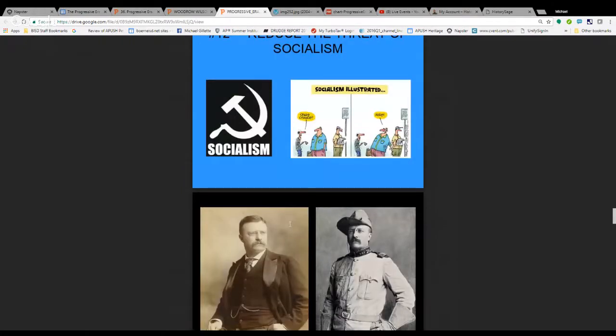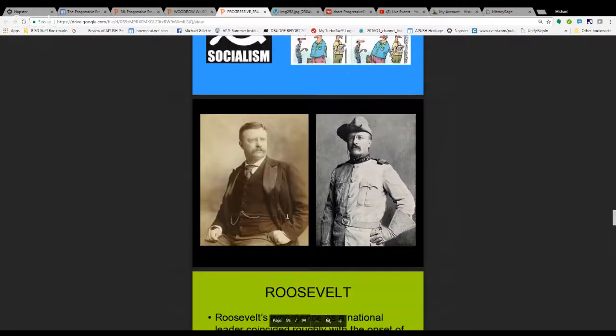So now this gets us into the three progressive presidents. The first progressive president, we're going to address each of these individually. And so the first one we have here is Teddy Roosevelt. Teddy Roosevelt is often considered to be the first modern president. He was the first president in U.S. history to use the government to directly help the public interest.